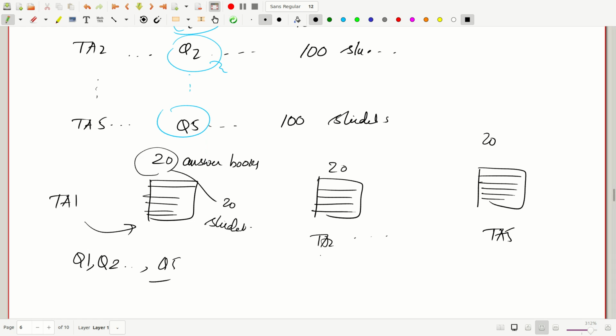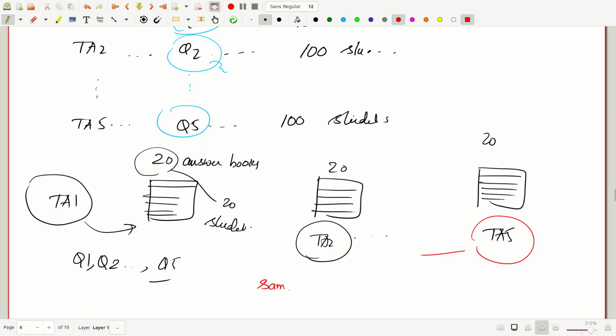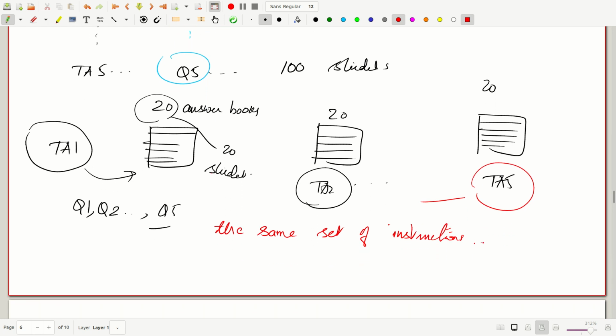That means TA1 would be doing the same job as what TA2 would be doing. That means TA5 also would be doing the same set of instructions. They will be executing the same set of instructions, right? That means the instructions are the same. Only thing is the data that we have, that is 100 students, is now split into piles of 20, right? Okay, so this is basically your example of data parallelism.